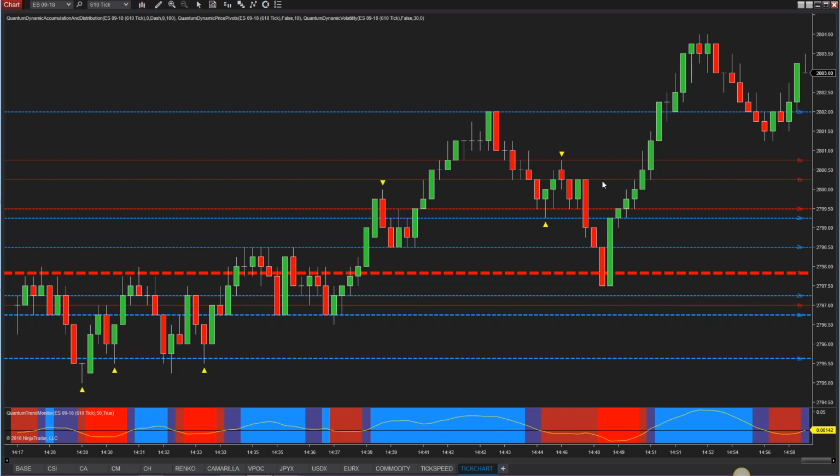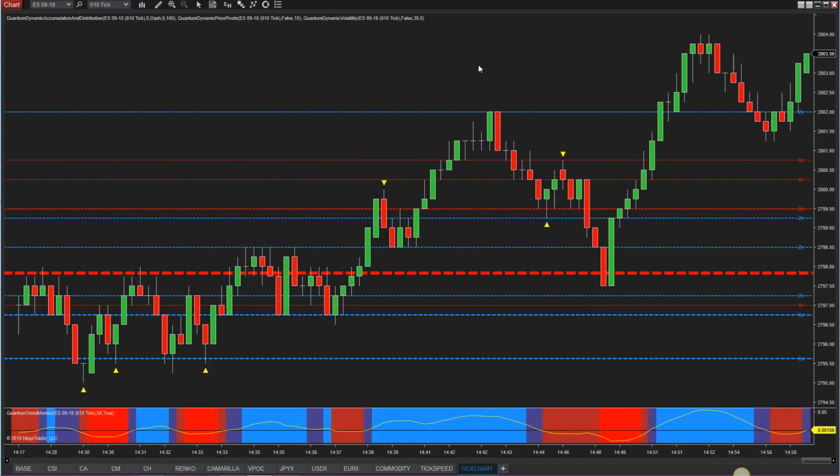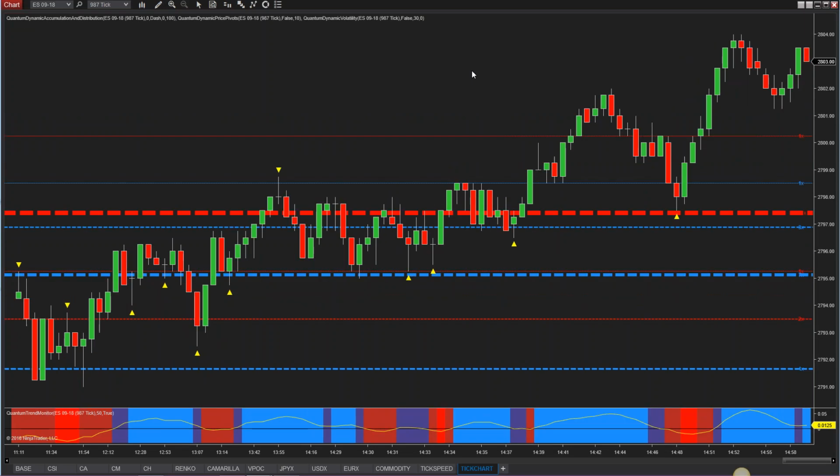You can see here we're pushing up to, I'll just go back and see what the tick speed is. I've got this on, okay, it's oscillating. We can go up to, let's put it up to 987. Let's put that up there, just change it up a little bit.